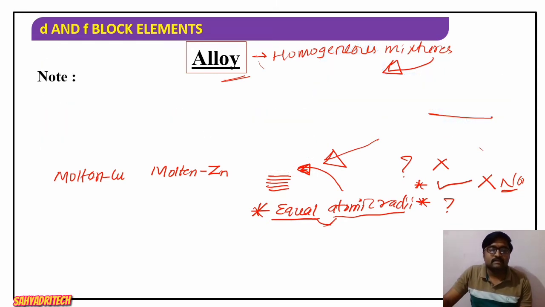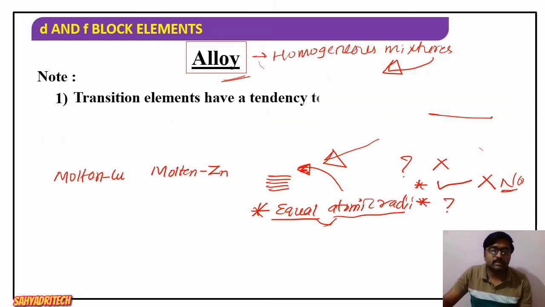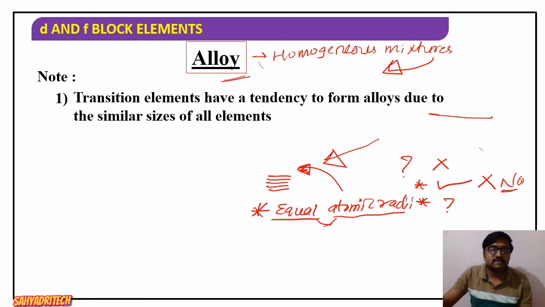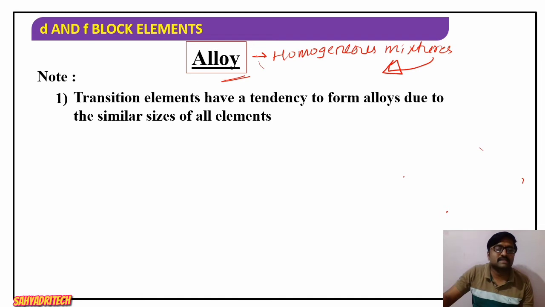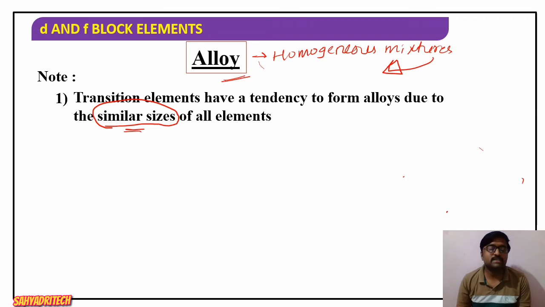An important point to remember for alloys is that transition elements have a tendency to form alloys. This is because of their similar sizes. As I said, the necessary condition to form an alloy is almost equal atomic radii. So the transition elements show a tendency of forming alloys because of their almost similar sizes, and they readily form alloys.